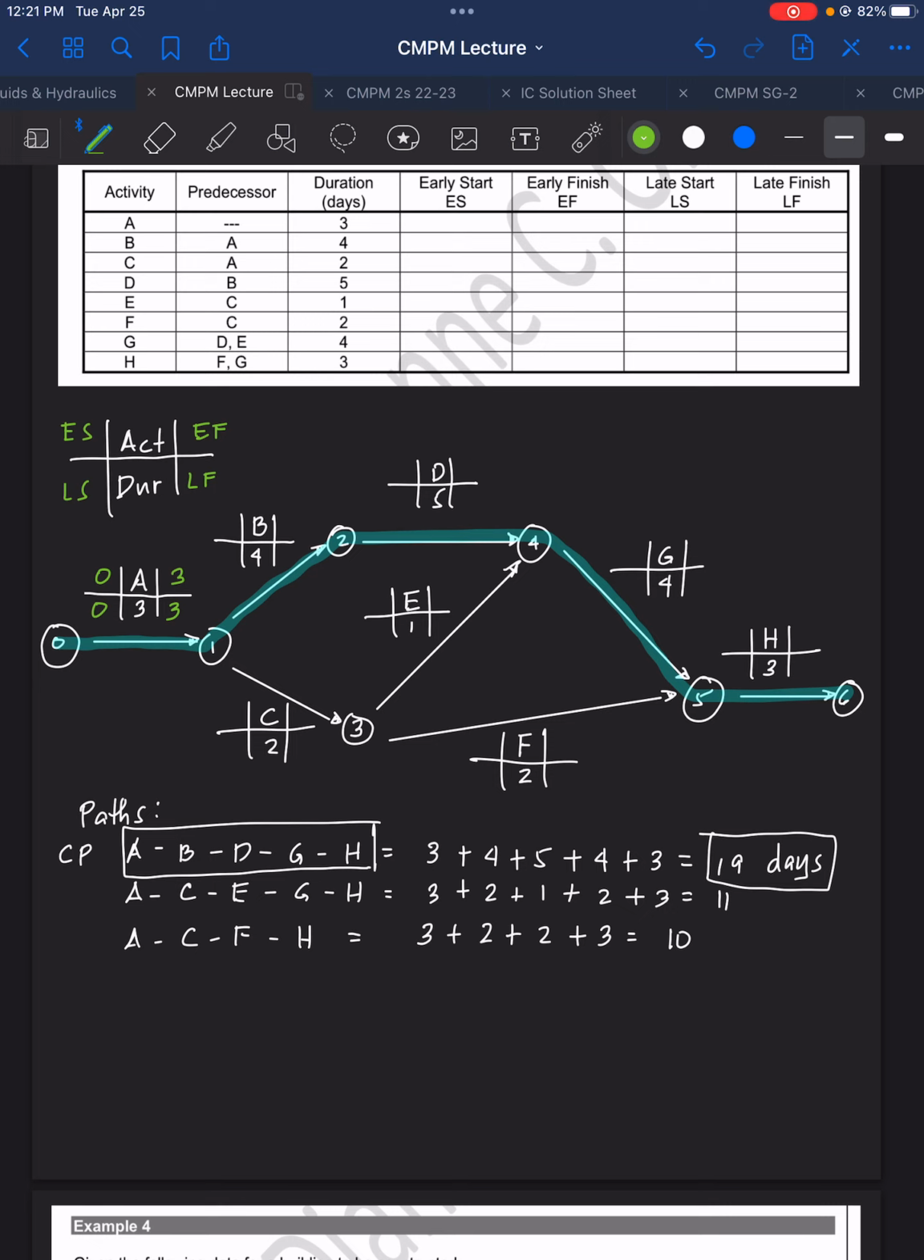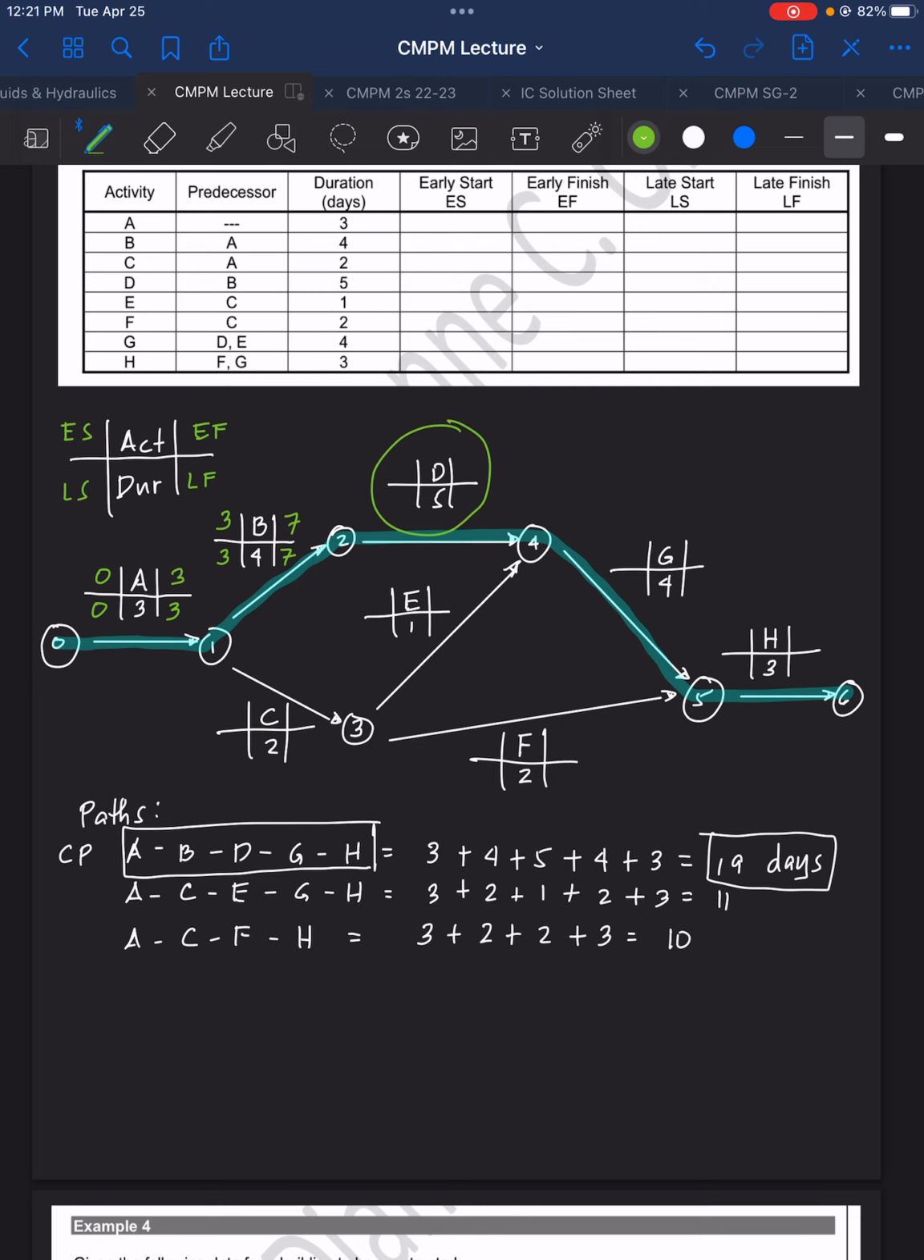Next, for B, B will start after A is finished, so that is 3 days. 3 plus 4, we have here 7 for the early finish. And then since it's along the critical path, this is also 3 and 7.